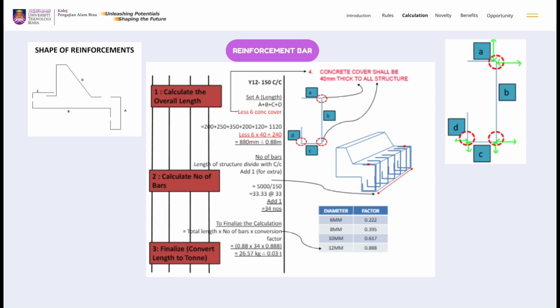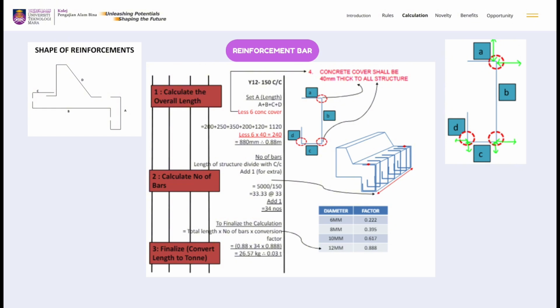Before jumping into calculation, first of all, you need to analyze the shape of reinforcement. So based on the drawing, there will be 4 sets of reinforcement. For calculation, basically the steps are the same for all sets. However, during calculation of length, you need to deduct the concrete cover to get only the length of bar. And also, you can assume the bend of reinforcement bar, which is 120 mm.